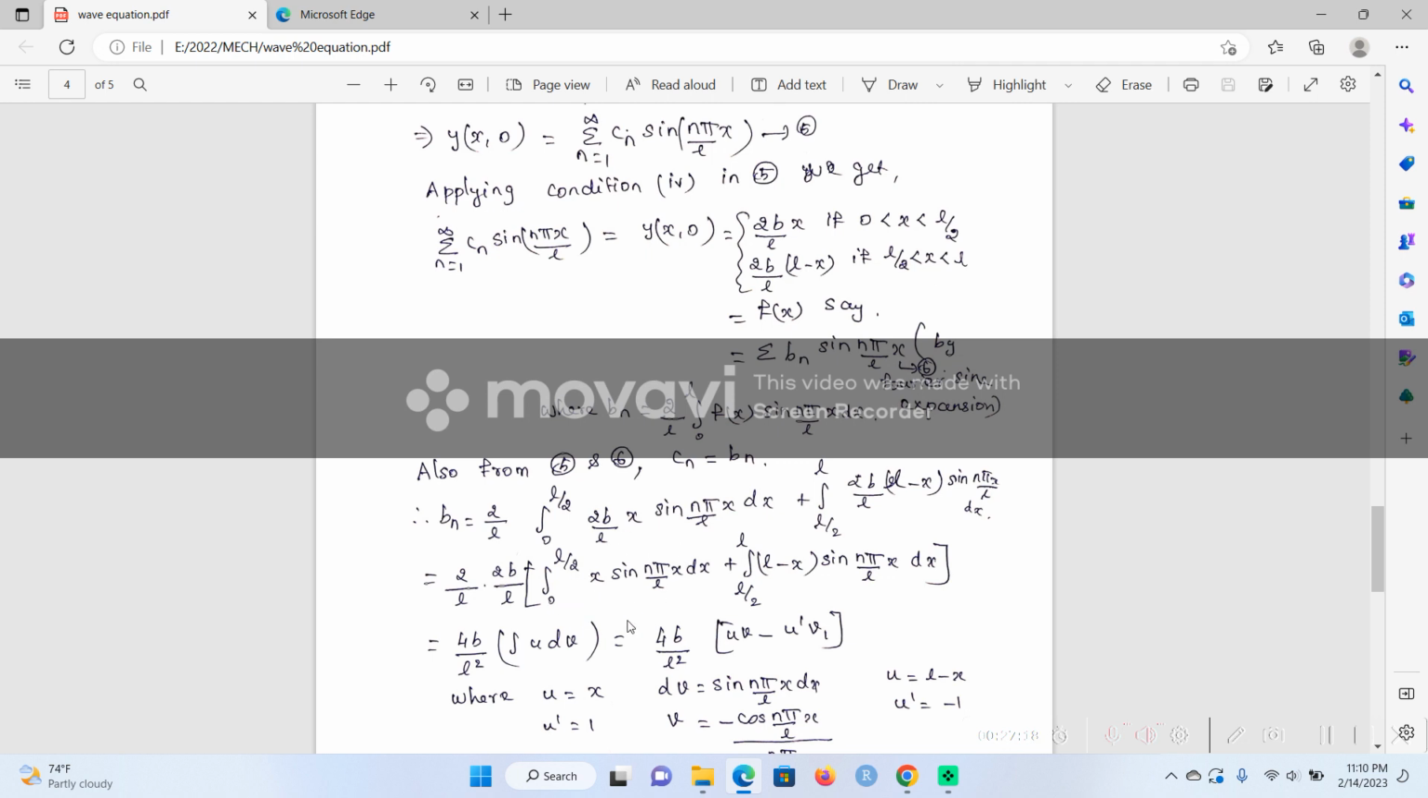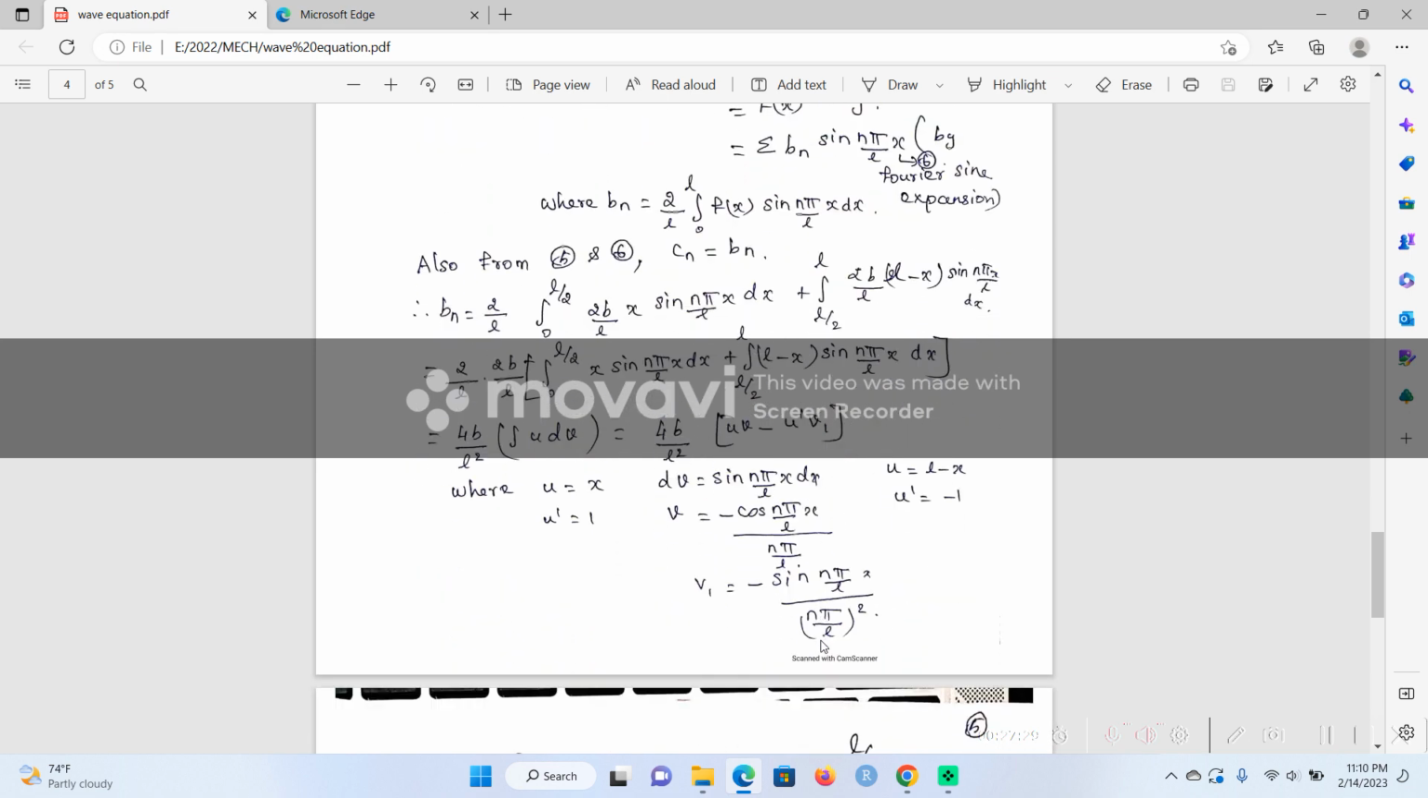We consider our equation as integral u dv format. We know by Bernoulli's formula this is uv minus u' v1. This u is considered, for the first term, as x, and dv is considered as sin(nπ/L x) dx. Similarly for the second term, u is considered as L minus x, and dv is the same thing. So commonly we selected like this. Now we are going to differentiate u and integrate dv.